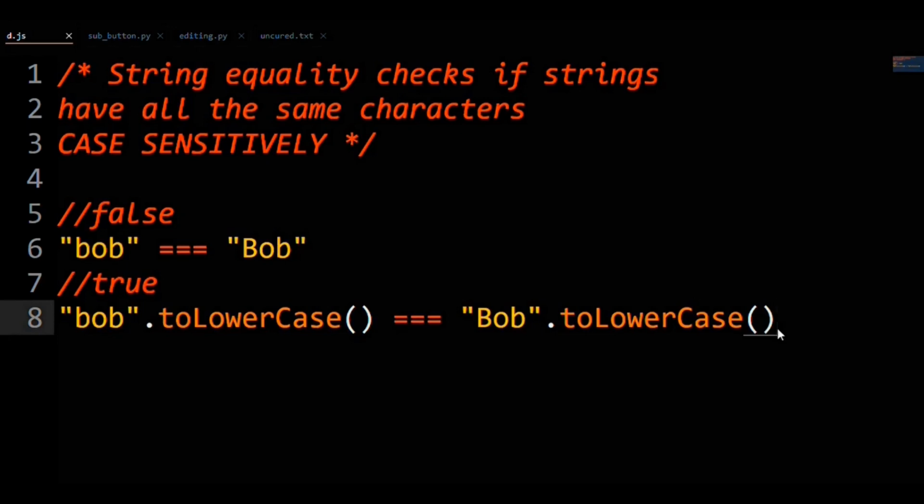You can get around this by converting both strings to lowercase or uppercase so you're looking at the same characters regardless of case. If you remember from earlier, strings are unchangeable, but if you use functionality like toLowerCase, that function returns a copy of the string in lowercase. It doesn't modify the original string.